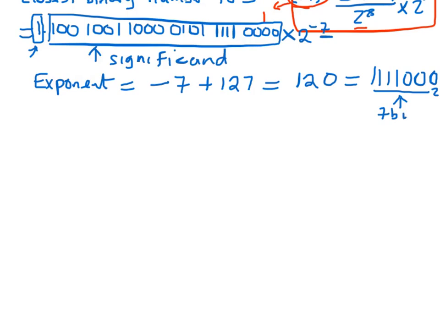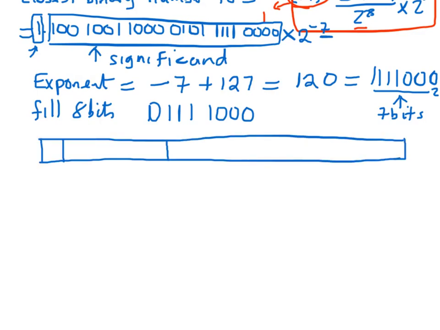There are only 7 bits there, right? And you need to store the exponent in 8 bits. So if you fill out to 8 bits, what you'll get is that the exponent is 0, 1, 1, 1, and then 1, 0, 0, 0.